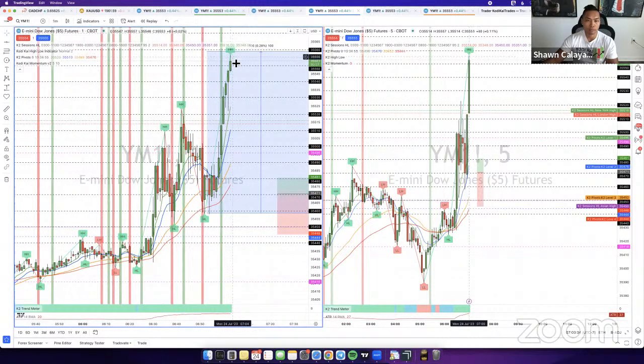So at this point, we want to be a little careful with looking for entries here, because if this is the case, then price is overextended. It's going to have to retrace, right? Even this 5-minute candle, you can see how big it is. It's going to have to retrace at some point. This candle is way too big.